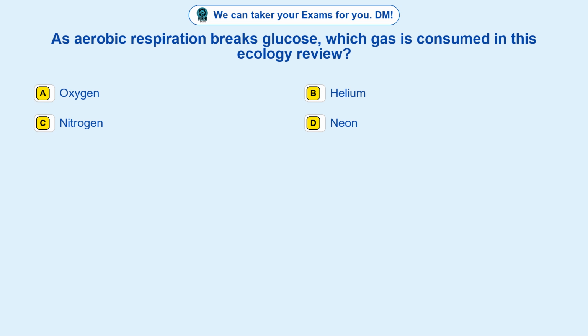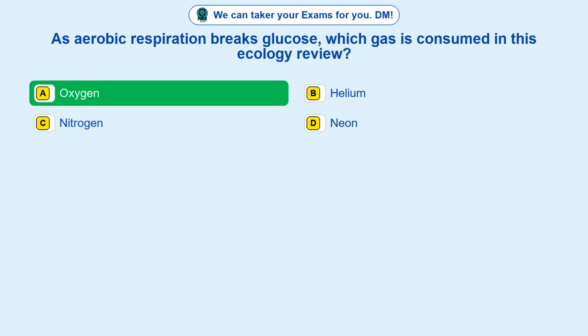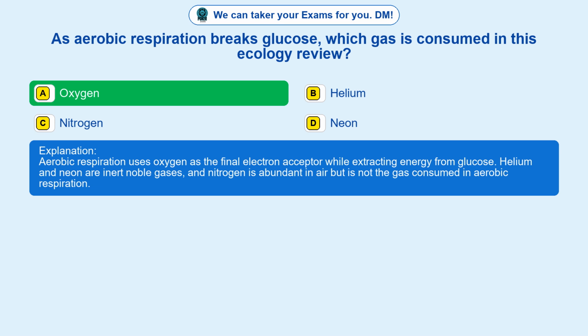Question 23. As aerobic respiration breaks glucose, which gas is consumed in this ecology review? Option A, oxygen. Option B, helium. Option C, nitrogen. Option D, neon. The correct answer is option A, oxygen. Aerobic respiration uses oxygen as the final electron acceptor while extracting energy from glucose. Helium and neon are inert noble gases, and nitrogen is abundant in air but is not the gas consumed in aerobic respiration.